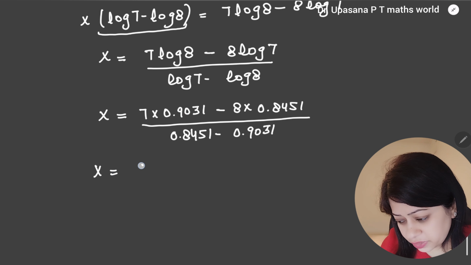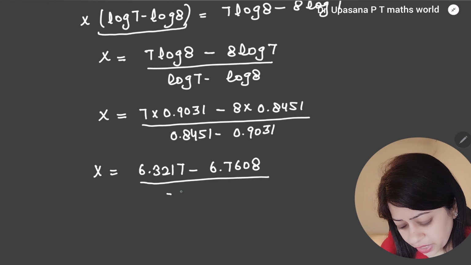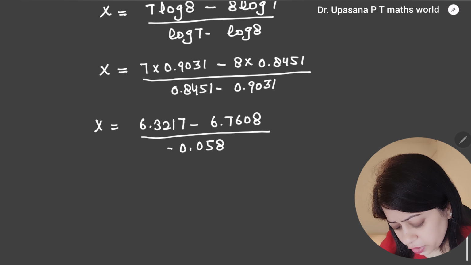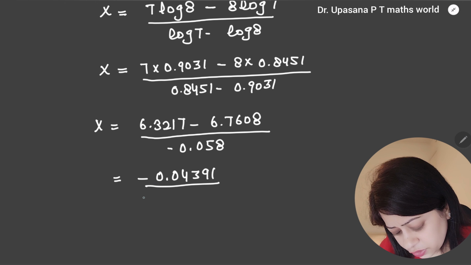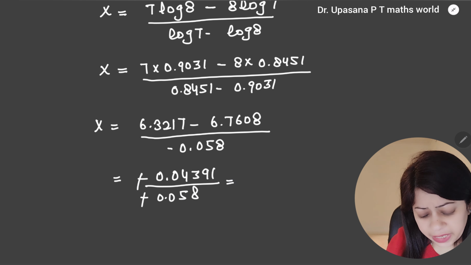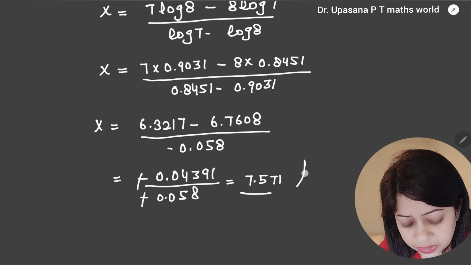You will get 6.3217 minus 6.7608. Okay, and in the denominator when you subtract, it will be negative 0.058, right? So here we have negative of 0.04391 by minus 0.058. When you cancel out the minus sign and divide these, you will get 7.571, and this is our answer.